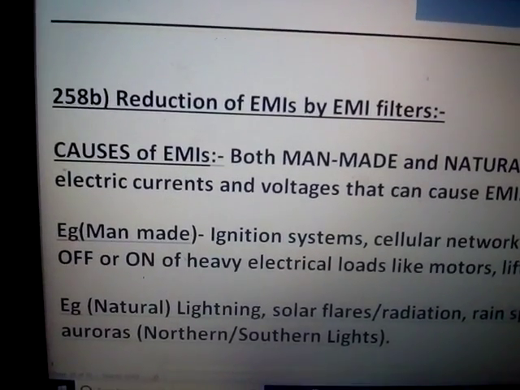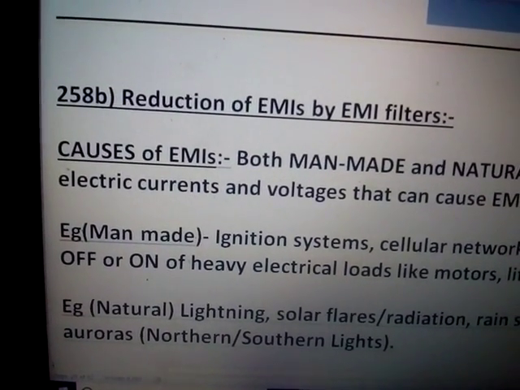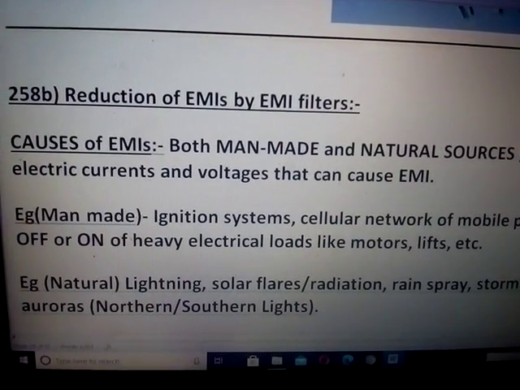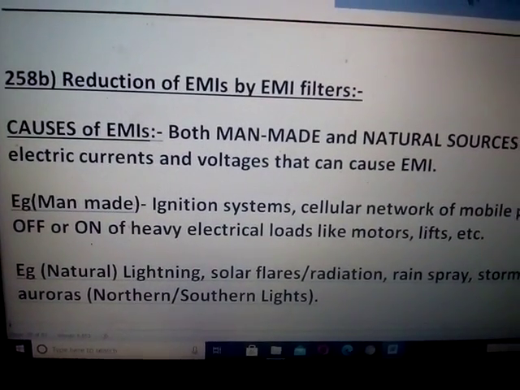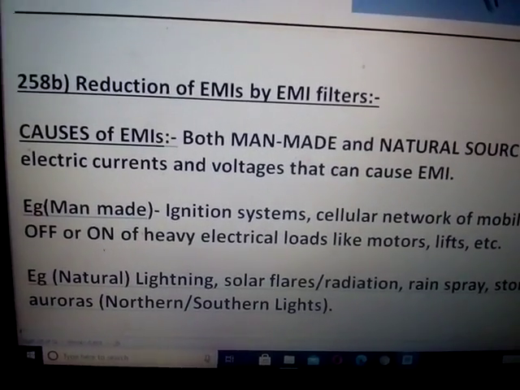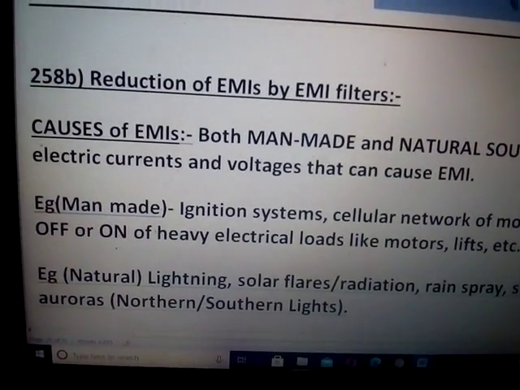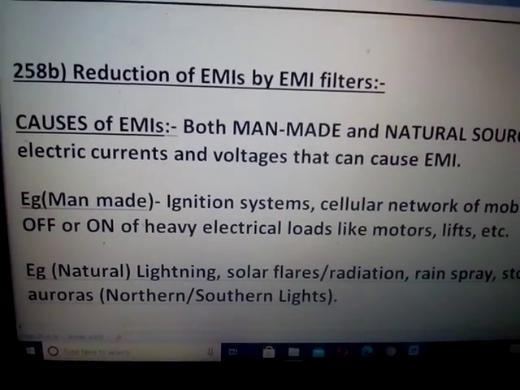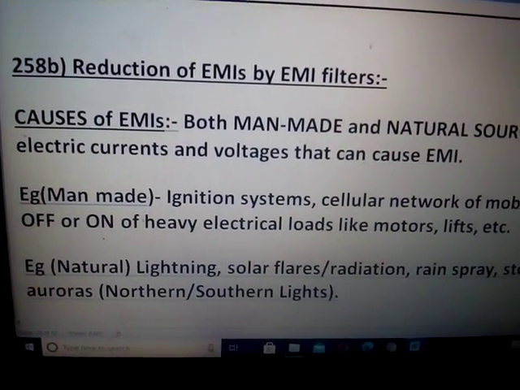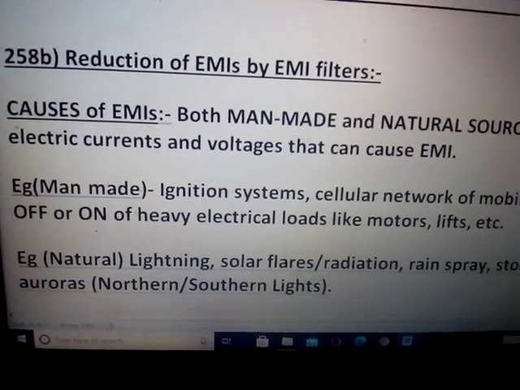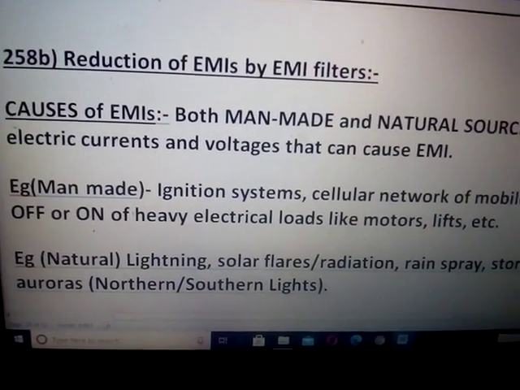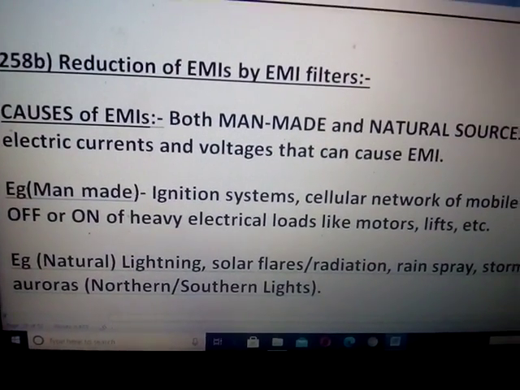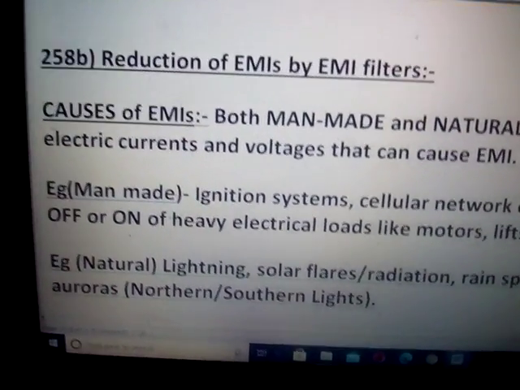Next, how EMI filters work. So, causes of EMIs, which had been given there, or if not there, some of them are put here. You may study from here. See, causes of EMIs, both man-made and natural sources. Man-made means what? See, ignition systems.